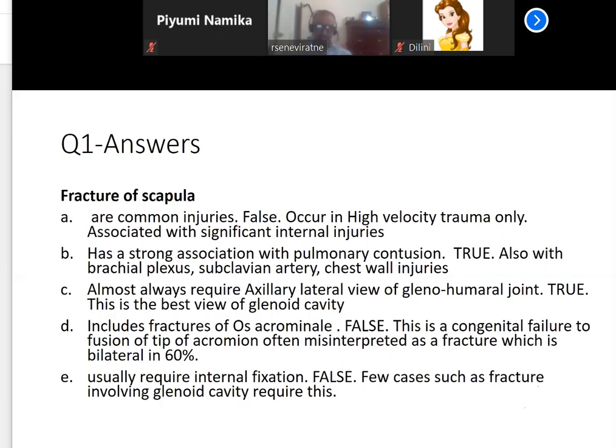And you can see this acromiale problem. It is bilateral in about 60% of those who have it. So in doubt, you can do X-rays of both sides, both scapulae. And they also usually require internal fixation. That's wrong, very rarely. Only if the glenoid cavity is involved, they need internal fixation. Right?